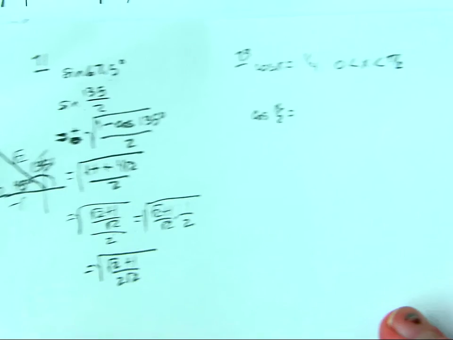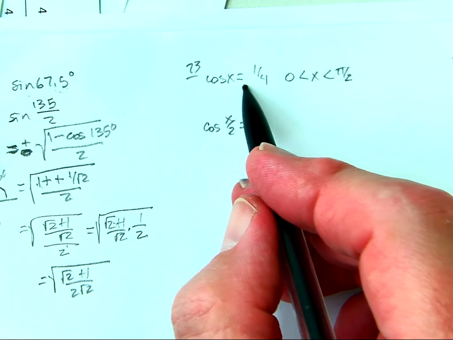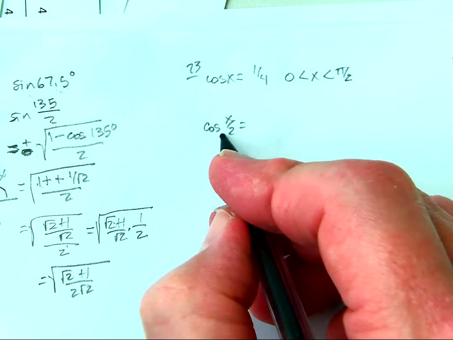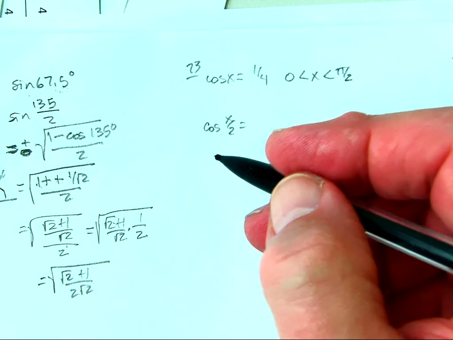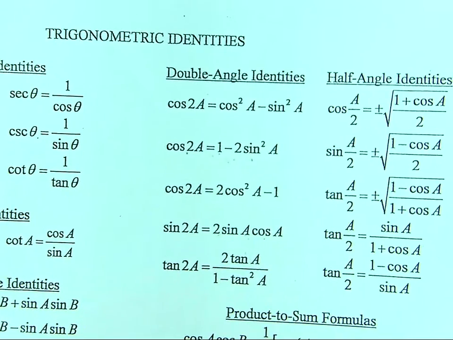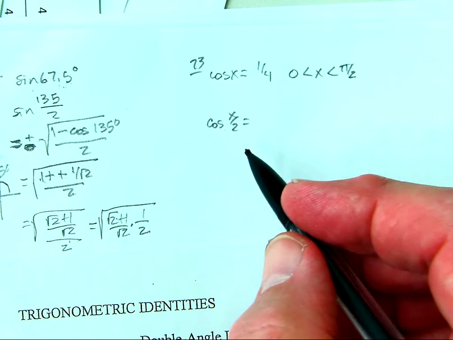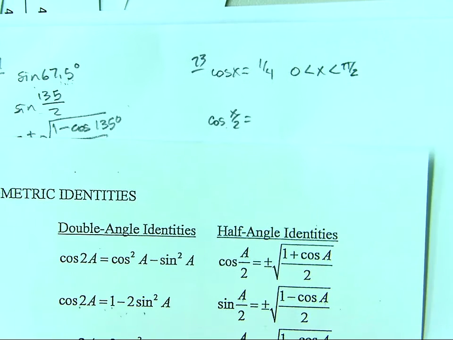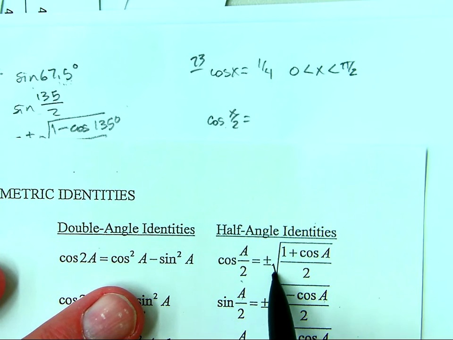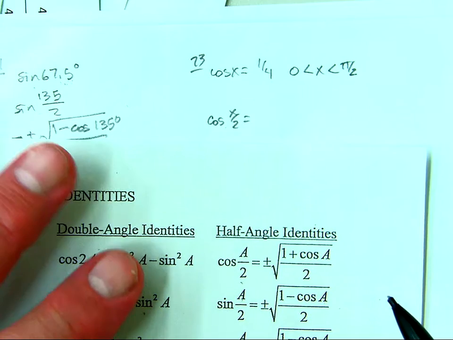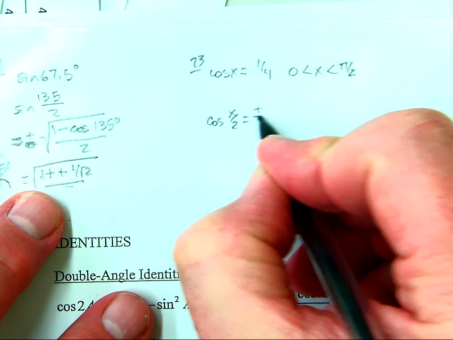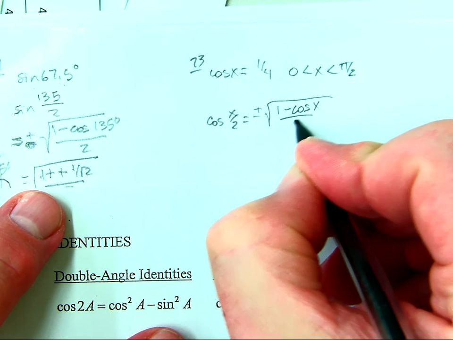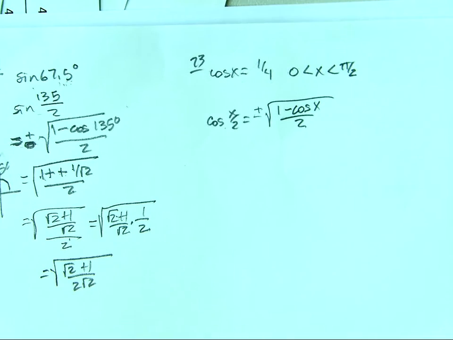Okay. The next one is 73. Now here they give us this information, the cosine of x equals 1/4 and x is between 0 and pi over 2. We want to find the cosine of x over 2. So again, we go to our identity sheet and look up the cosine of x over 2. When you start any of these problems, if you're not looking at the identity sheet, you're cheating yourself. Look at the identity sheet. Well, it says the cosine of a over 2 is plus or minus the square root of 1 plus cosine a over 2. So we're going to put plus or minus the square root of 1 minus cosine x over 2. So we write out the identity.